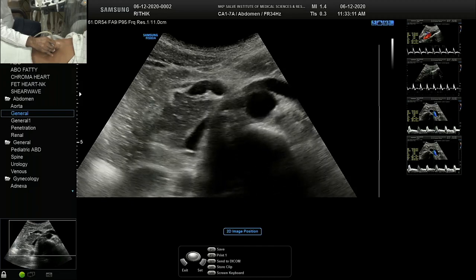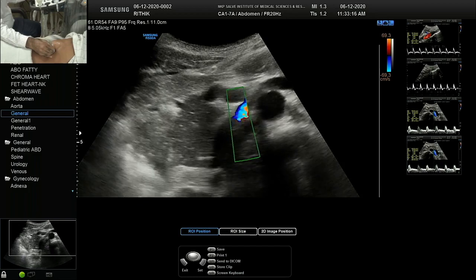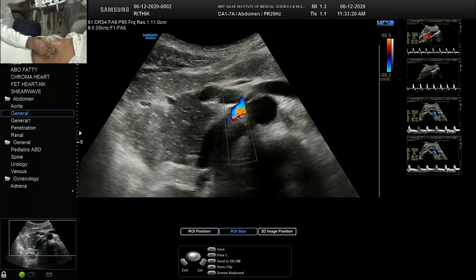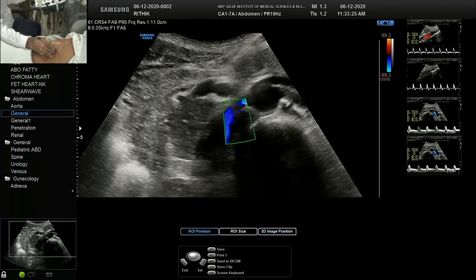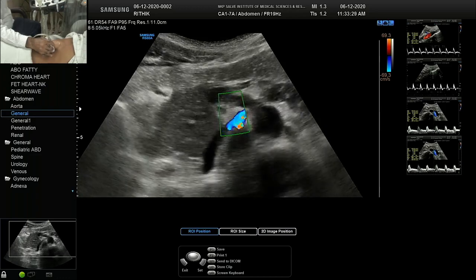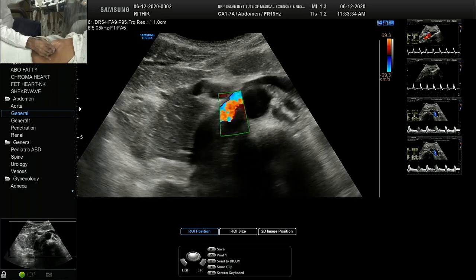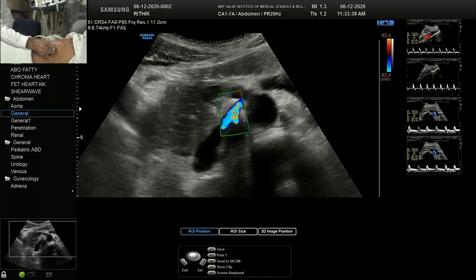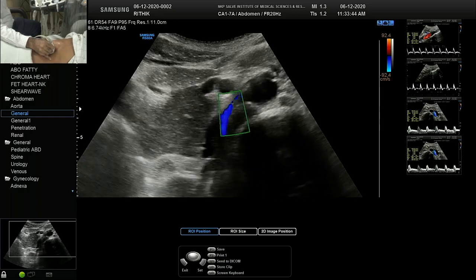And now we put color here. We change the direction. So there is no steering facility in the convex probe, so you have to angulate your probe. Some people call it the heel and toe effect. Like you raise your heel, accordingly you can raise one side of the probe so that you get a good angle. So there is a bit of aliasing. We can increase the PRF, so that is reduced.